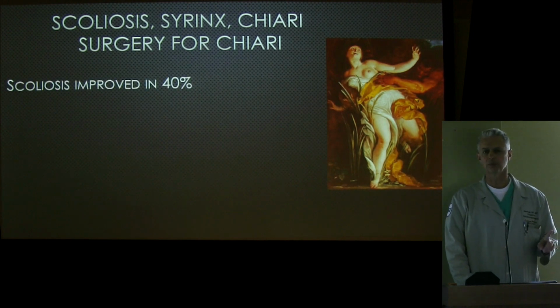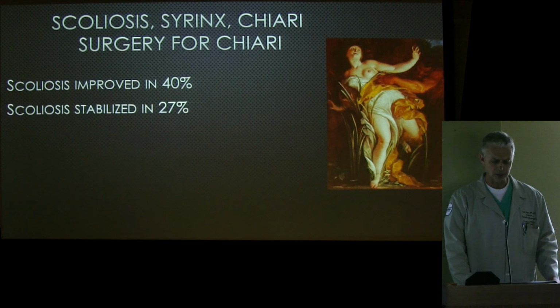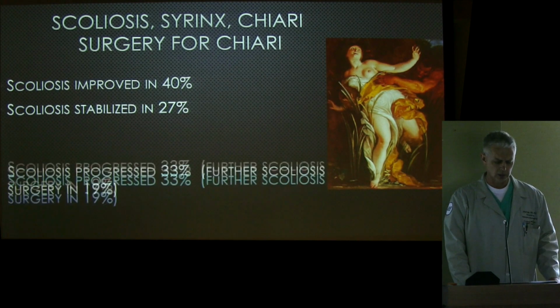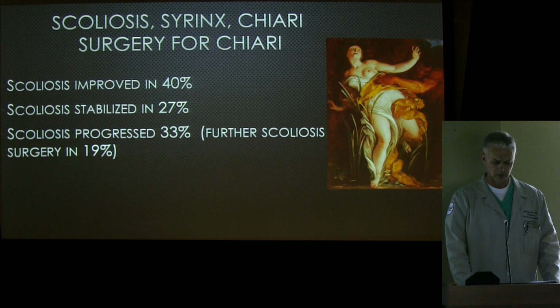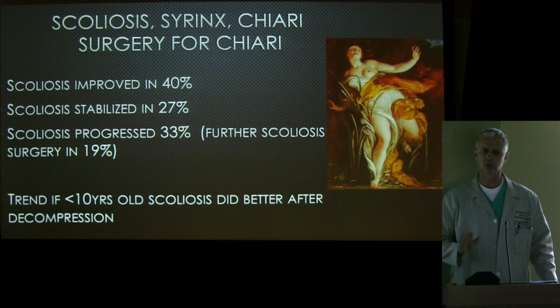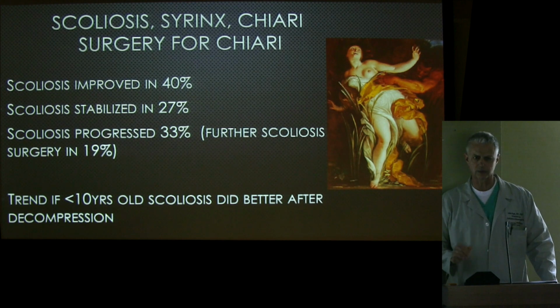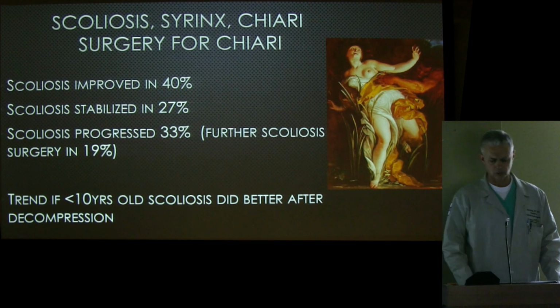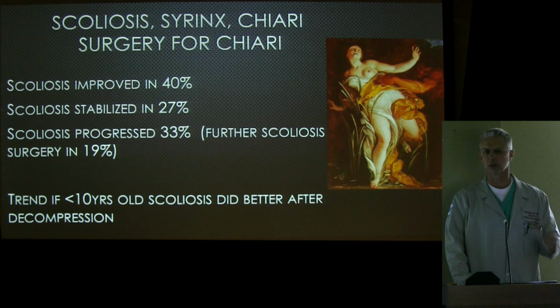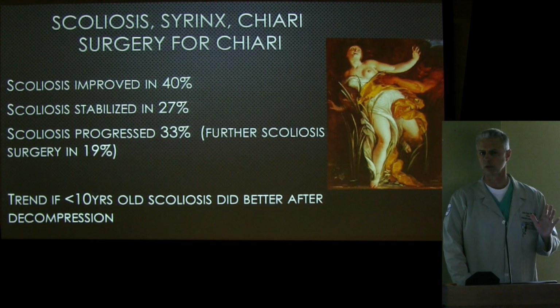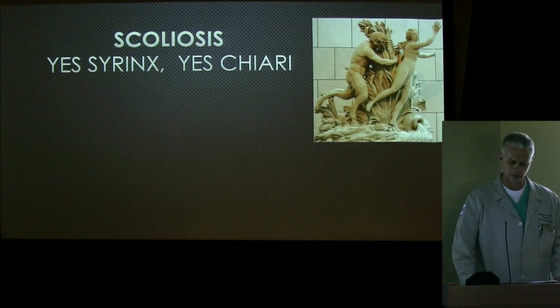Well, scoliosis improves in 40% of the patients. It stays the same in 27%, and it continues on as if nothing happened in about 1/3 of the patients, even though you've operated. If you're less than 10 years old, then the scoliosis did better after decompression than if you're older. So we'll remember those numbers. About 2/3 of people would benefit from surgery for Chiari if you have scoliosis and Syrinx. It either stabilizes it or 40% of the time it gets better. And getting better means a 5-degree improvement in curvature of the Cobb angle.